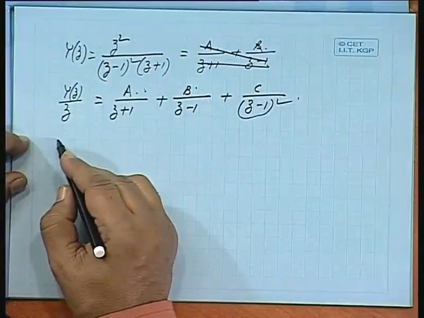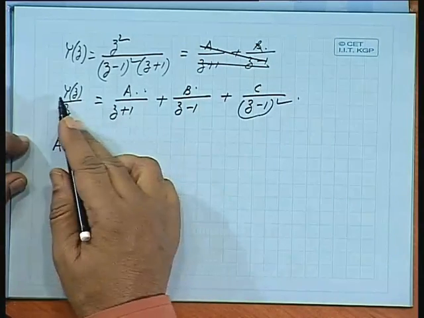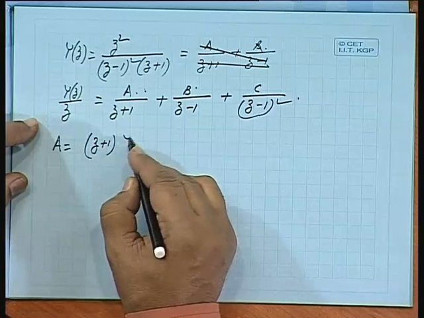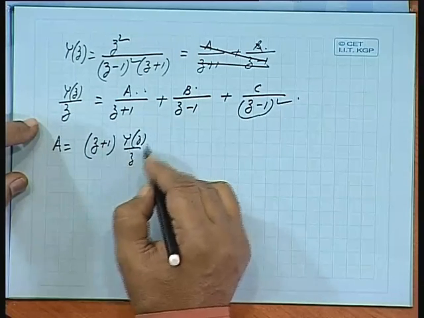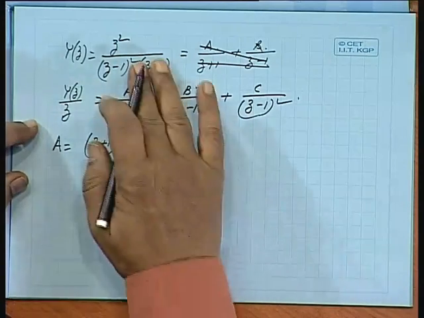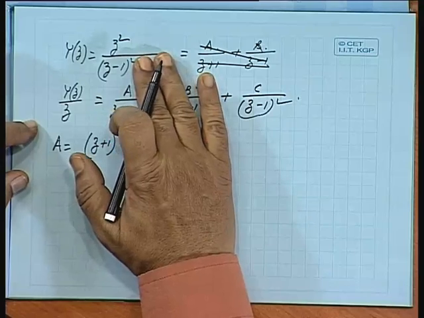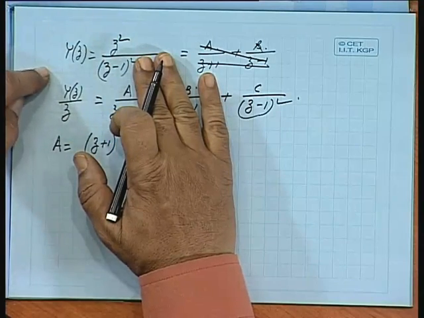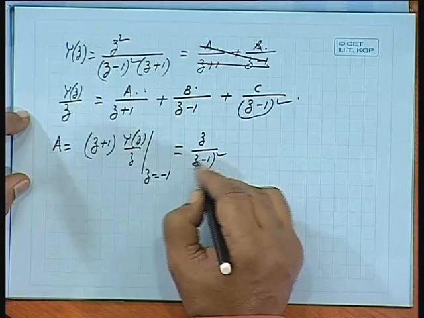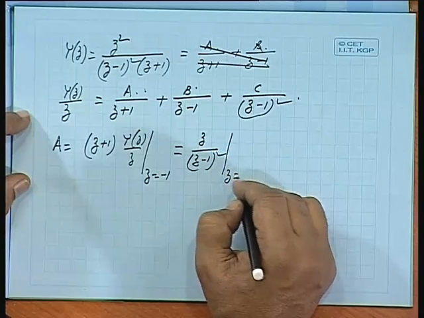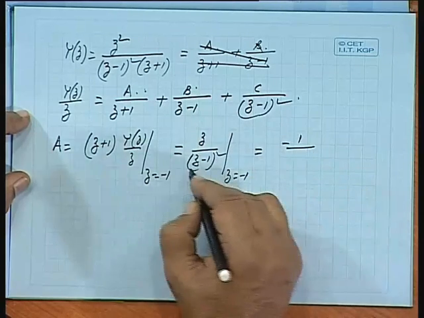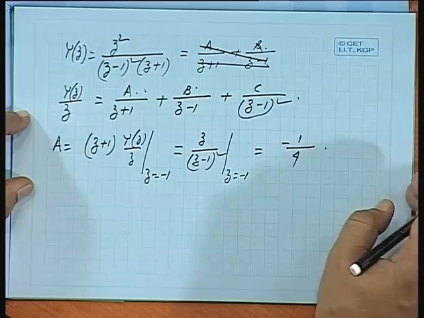So, what will be A? It will be multiplied by Z plus 1, evaluated at Z equal to minus 1. So if I multiply this by Z plus 1 and divided by Z, it becomes Z by (Z minus 1) whole square at Z is equal to minus 1. So that gives me minus 1 by 4. Is that all right?